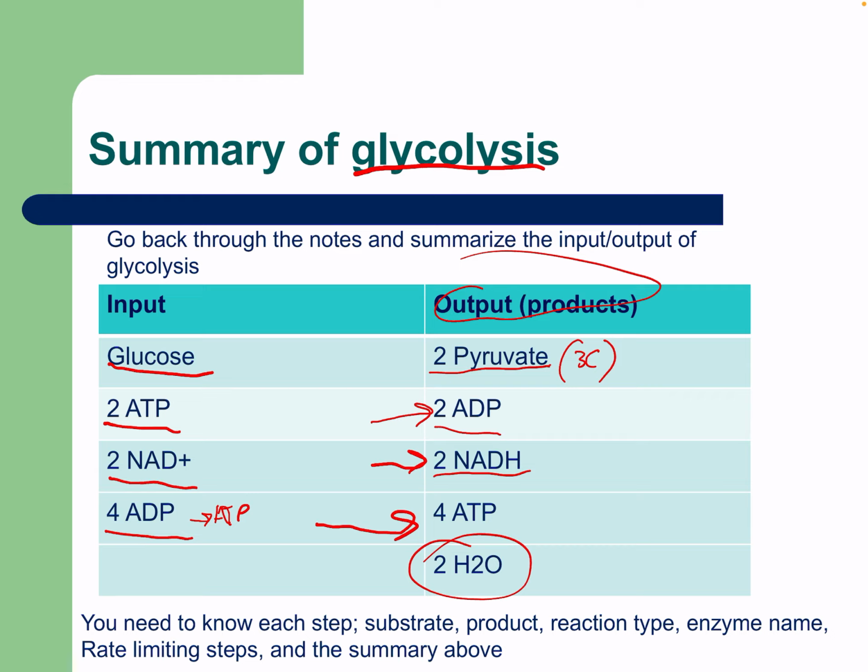It's usually important to know each step, substrate, product, reaction type, enzyme name, and the rate-limiting steps and the summary above. So it's really important to know these inputs and outputs, as well as the limiting steps, so which ones are reversible, irreversible. One of the key ones we always see is phosphofructokinase. And then a lot of the enzymes and then the products of each step.